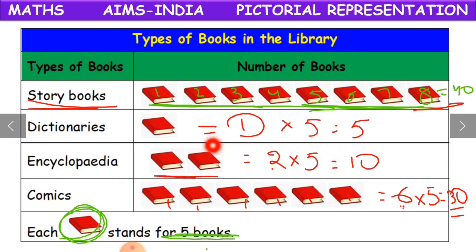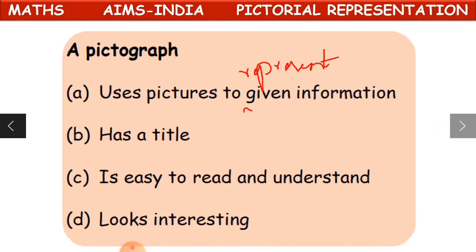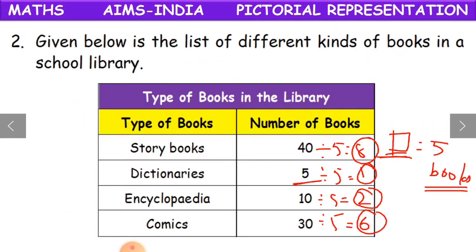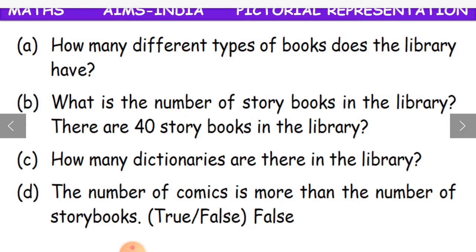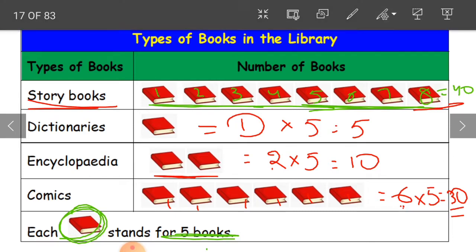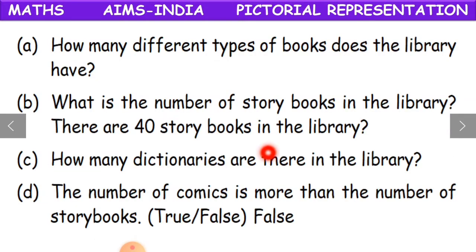So like this, using pictographs. Yes, in the previous pictograph, each picture stood for only one ice cream. But in this pictograph, as the number of books is more, what did we do? Each picture stands for 5 books. I hope this is clear, children. Each picture stands for 5 books.